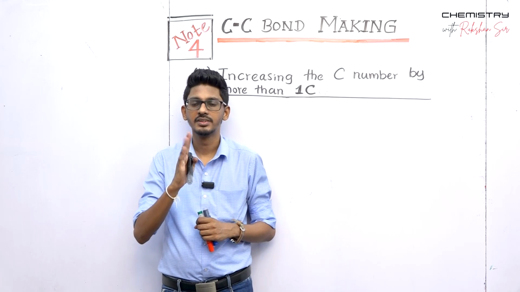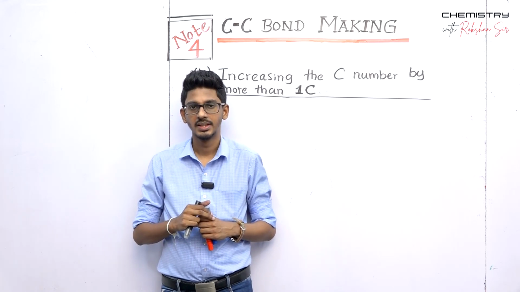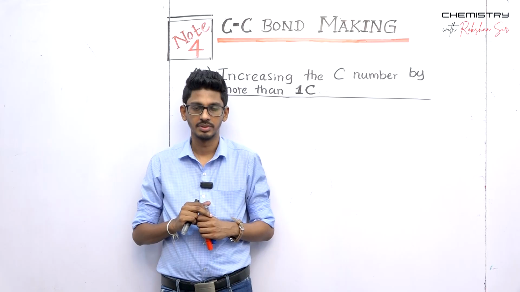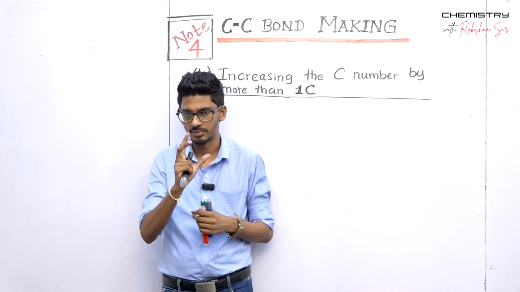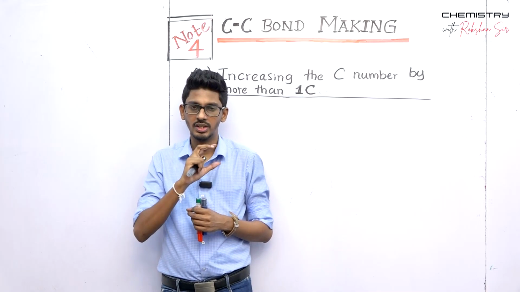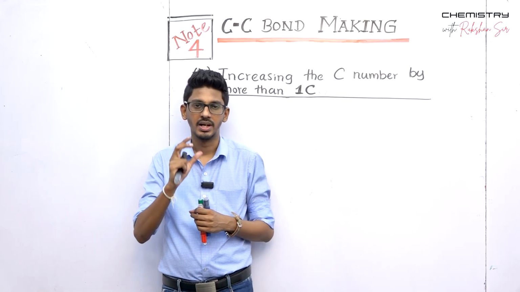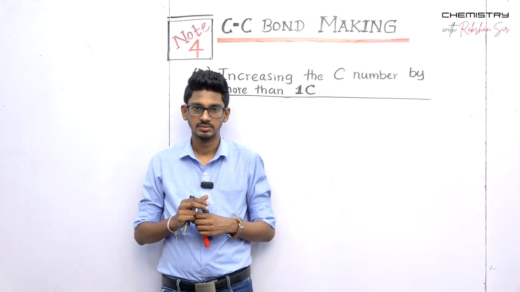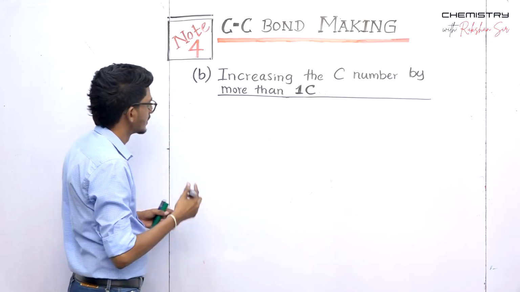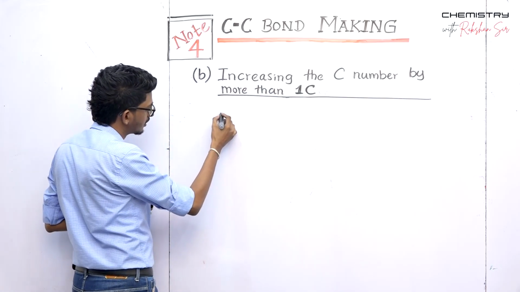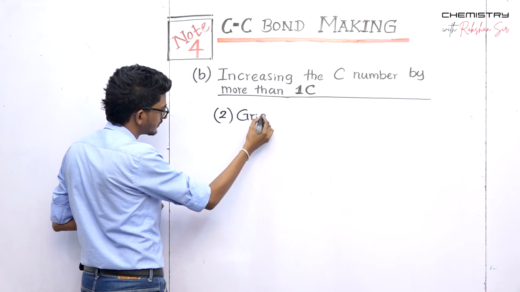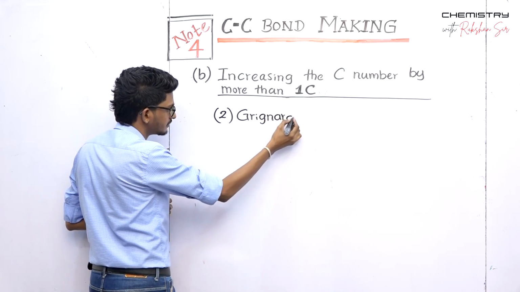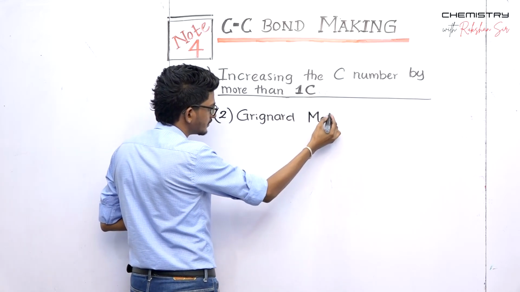First, we'll start with the Grignard method. After doing the Grignard method, it is easy to understand the acetylide method. So I'll start with the Grignard method to elongate the carbon chain by more than 1 carbon. Number 2 in your note, that is the Grignard method.